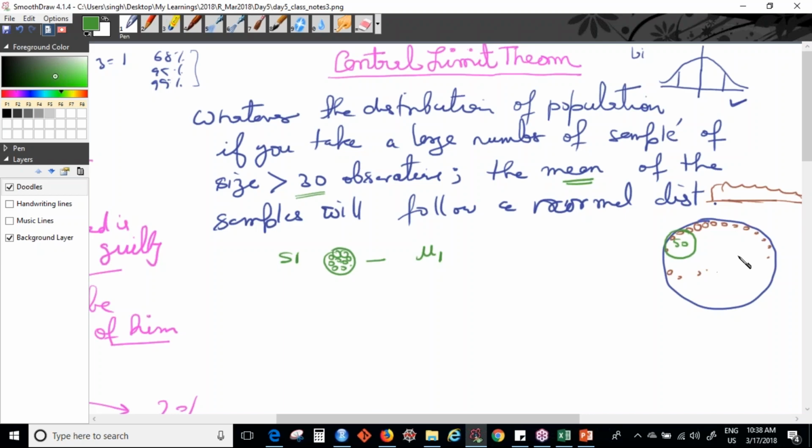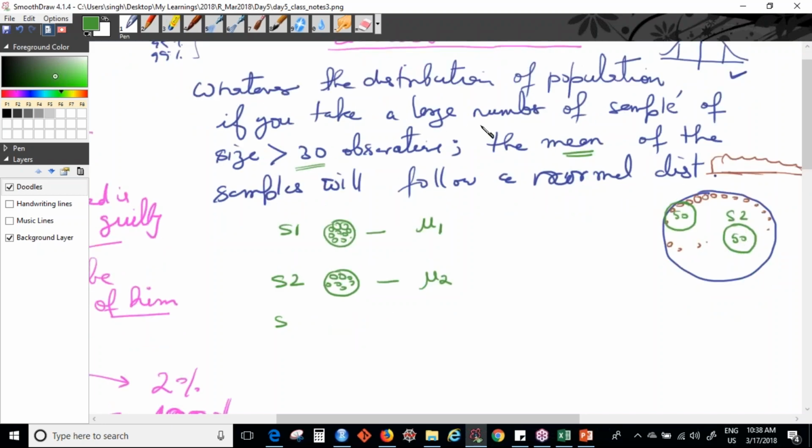Similarly, I go to my next sample. This is my sample 2. Again, this is also of size 50, let's say, which has 50 individuals. I calculate the average of this sample also. Let's say the average salary in this sample is mu2. And similarly, I do it.